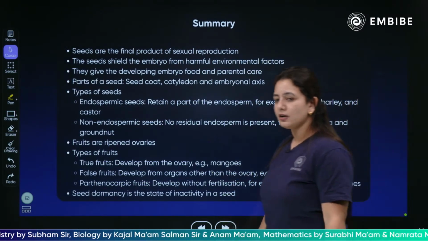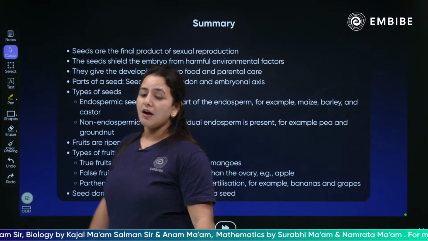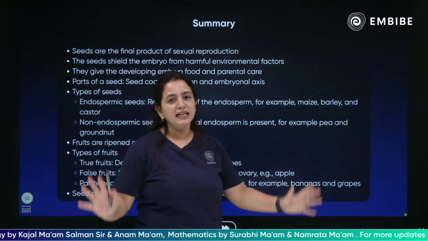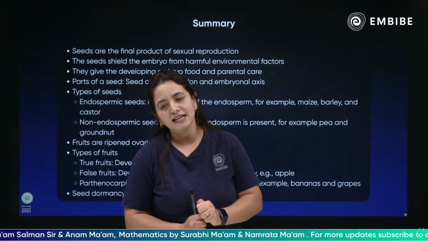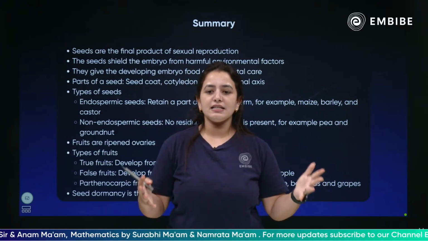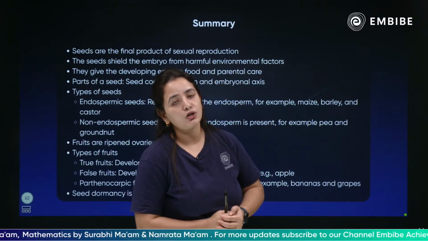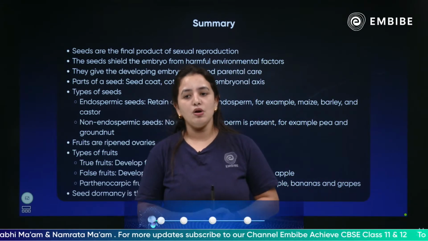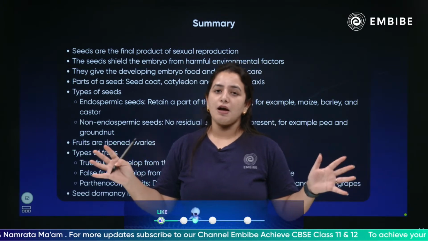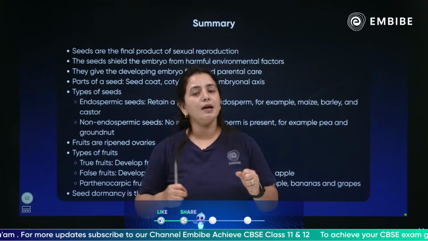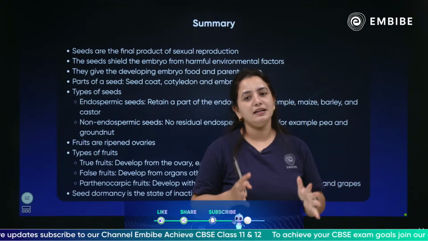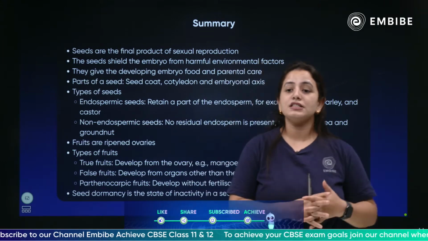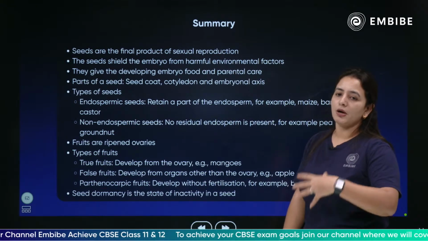Okay, we are towards the end of our session, where we have discussed in detail the seed and the fruit formation. So yes, what are seeds? These are basically the final product of sexual reproduction. The seed shields the embryo from extreme environmental factors. They give the developing embryo nourishment and parental care. The seed has a seed coat, cotyledons and embryonal axis.